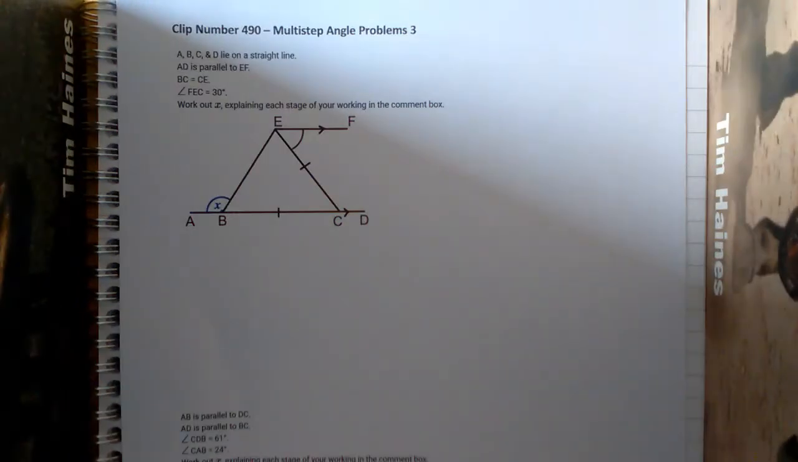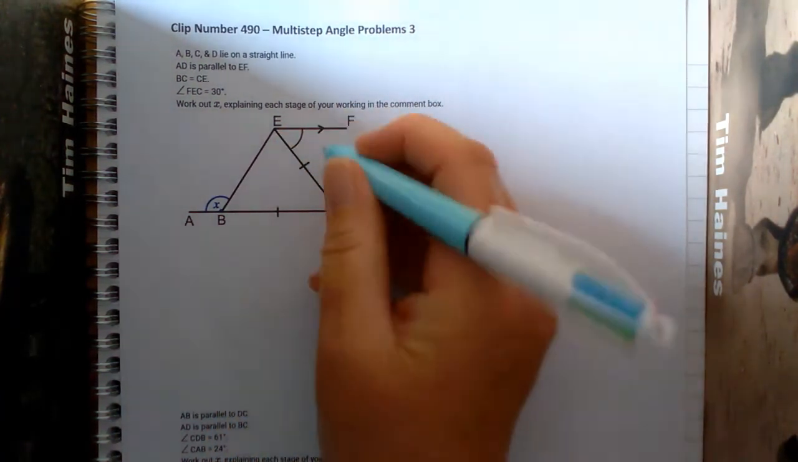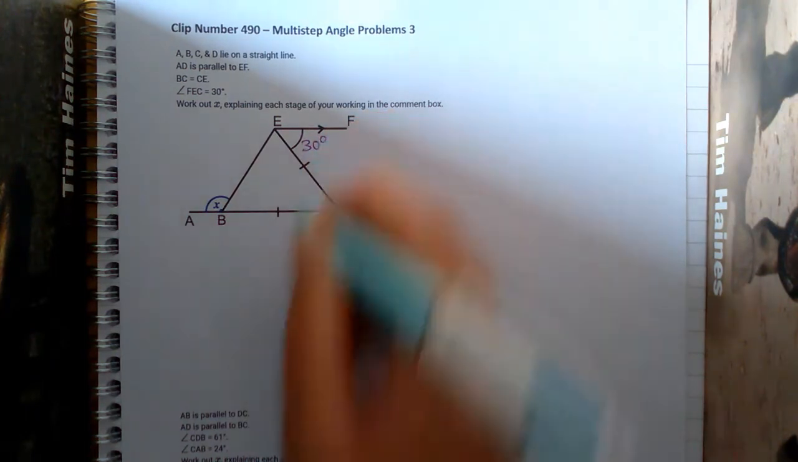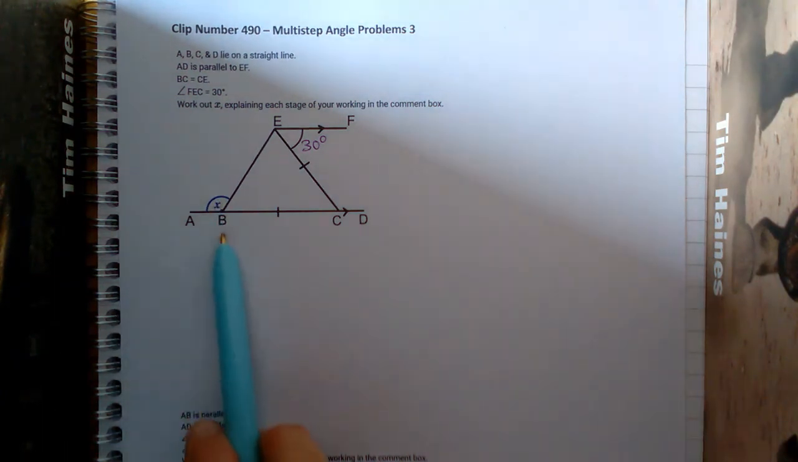Okay, so by the time you get to the multi-step angles problem 3, click number 490, what you're doing is combining all of the angle rules you know to solve a problem. Again, the best thing to do when you get an angle problem is to write on the information that you know. So it tells me that FEC is equal to 30 degrees.